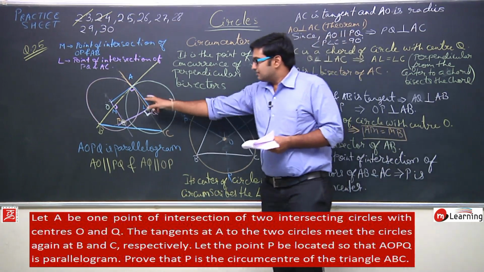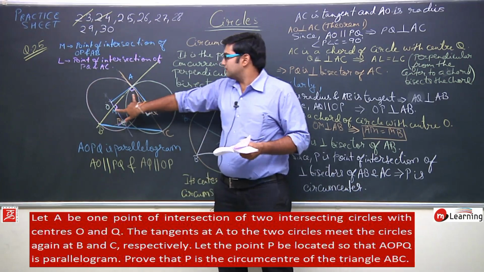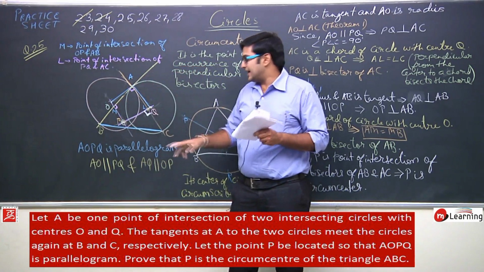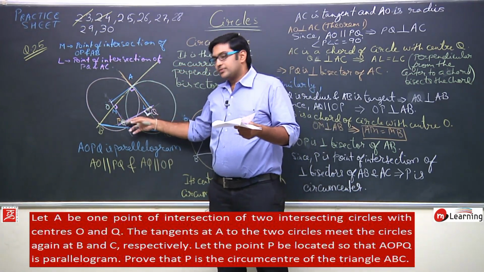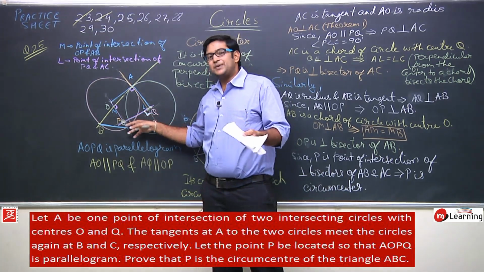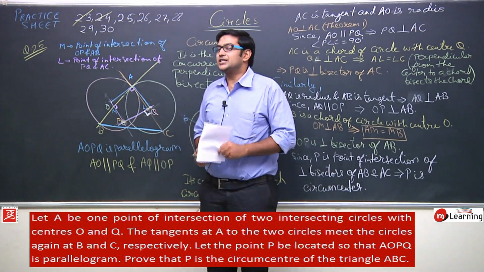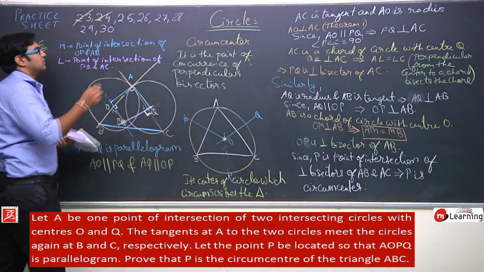So in this case, by drawing the perpendicular bisectors of these two sides, okay, AB and AC, we have sufficient proof that we can say that this P is the circumcenter. Okay, so this condition implies P is the circumcenter. So this is how you need to solve question number 25.